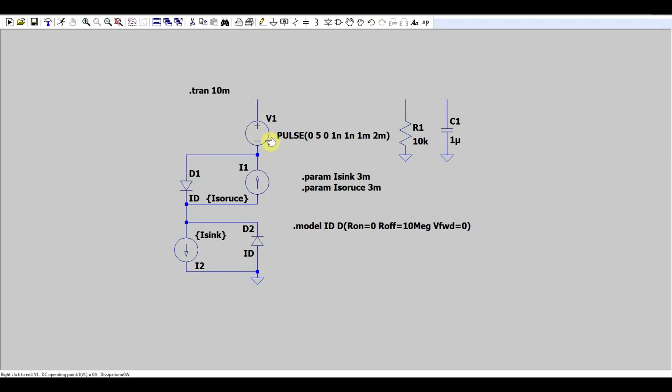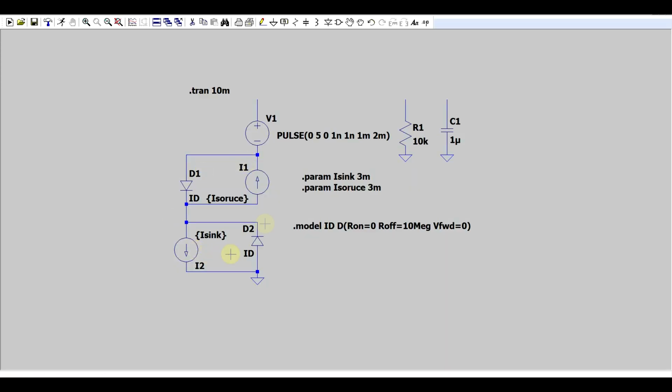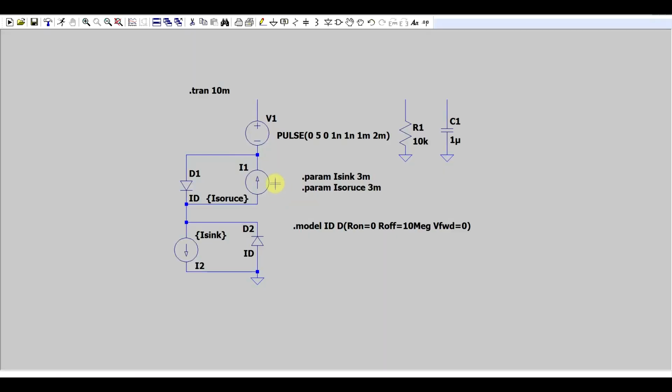So on top here we got the actual voltage source that we're trying to simulate. Now in this case it's a pulse source, but it could be a sine wave or a DC or whatever. And then on the bottom half we have the current limiting part. And I've split this up into two pieces, the sourcing current and the sinking current. So source current is current that goes out of the power supply, sink current is one that is coming back in.